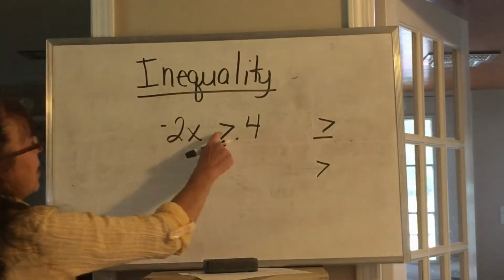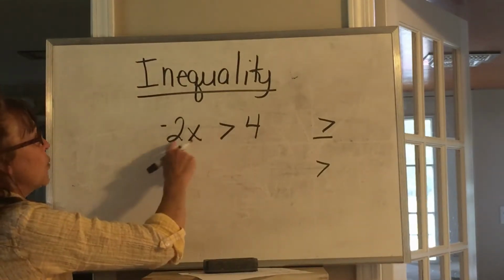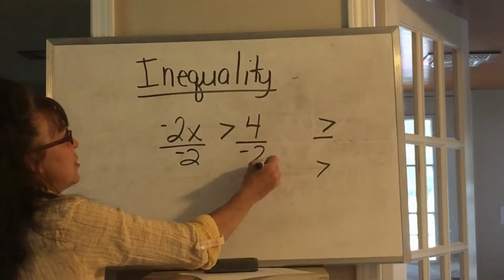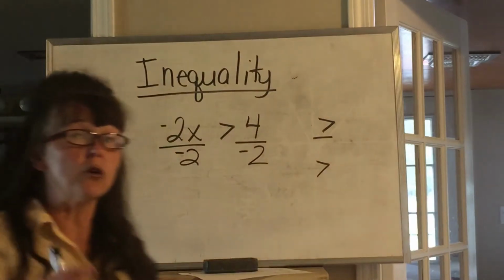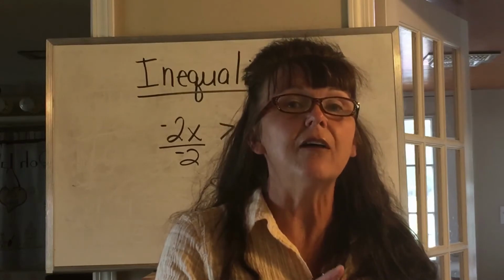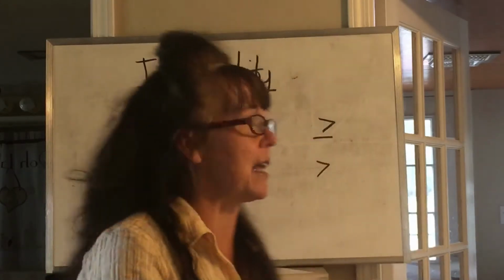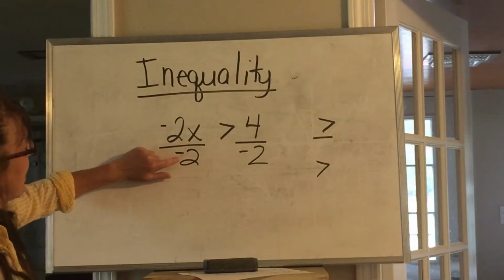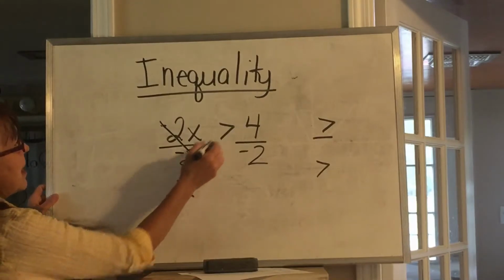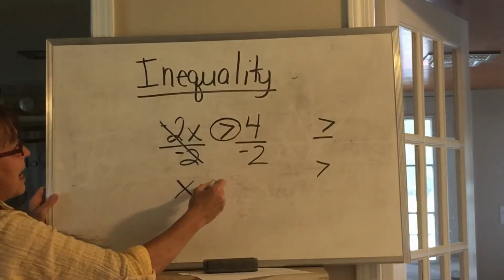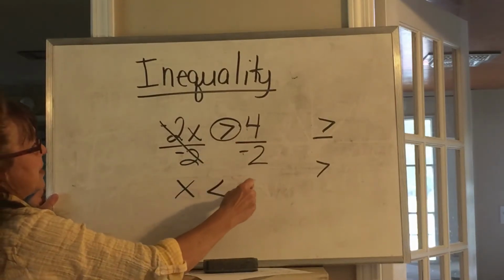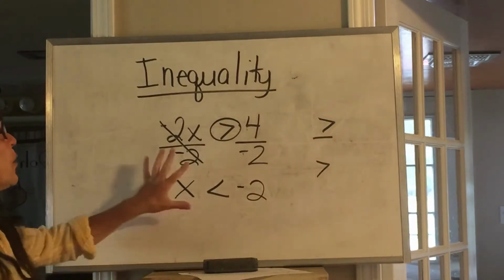So let's say you have a greater than sign. You're working out your problem, so you had to divide by -2. And there's this crazy rule. If you divide by a negative number, then you have to change the inequality sign. Well, I did. I divided by a negative, so this is going to stay x, but this greater than sign is going to change to less than. 4 divided by -2 is -2. Okay, so I want to remind you of that.